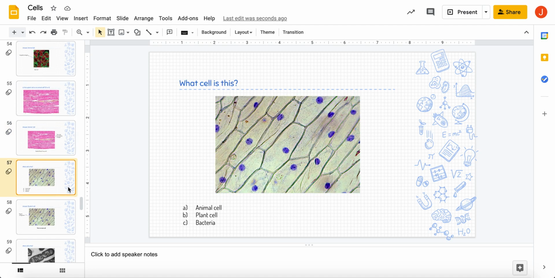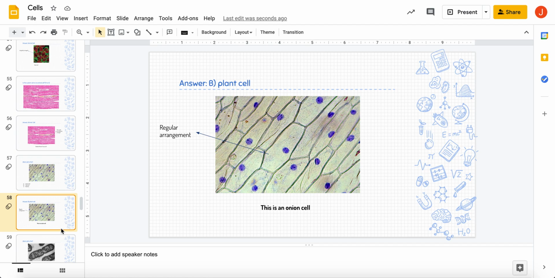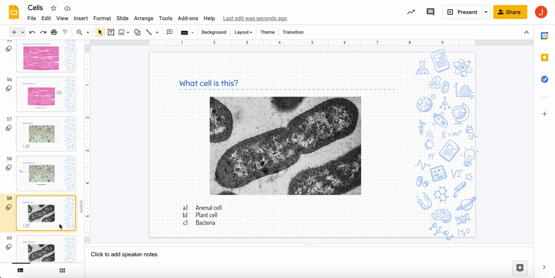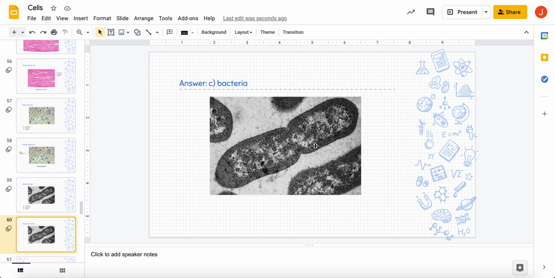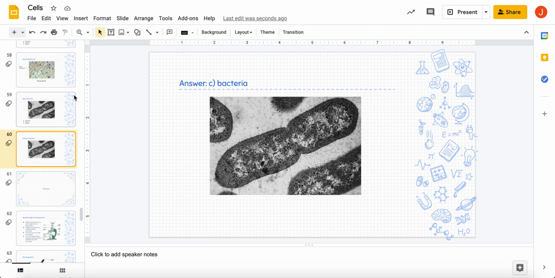To summarize what we learned today, what kind of cell is this? This cell is a plant cell because, as you can see, it is very regularly arranged. This is a bacteria because, as you can see, there is no dot inside the cell that represents a nucleus.